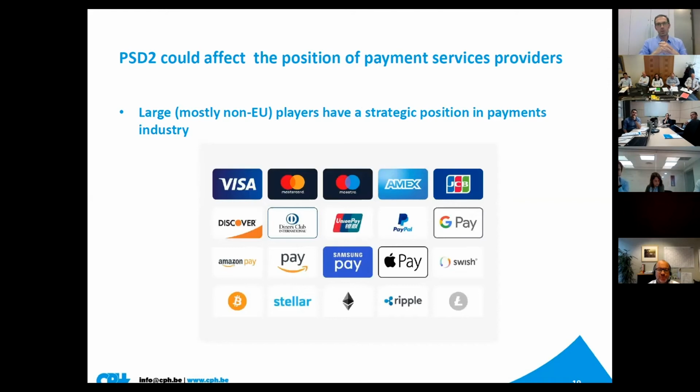In terms of payment service providers, at the moment we see that large players, especially non-European Union players, have strategic positions in the payment industry, like Visa, MasterCard, Amex, PayPal, Google Pay, Apple Pay. And PSD2 can be an alternative to those traditional payment service providers. I say can because in reality we don't see it yet.